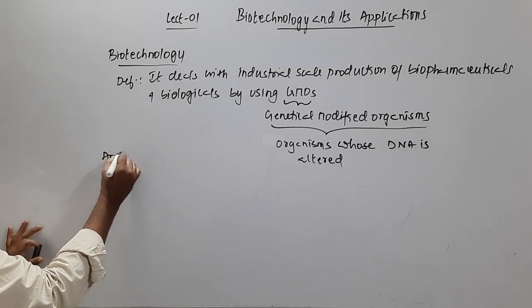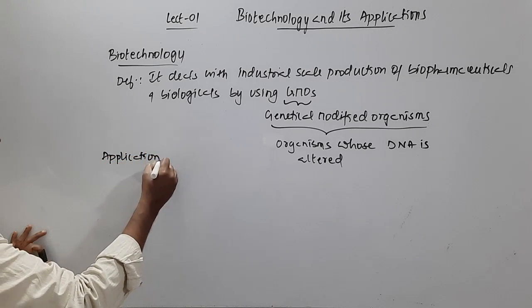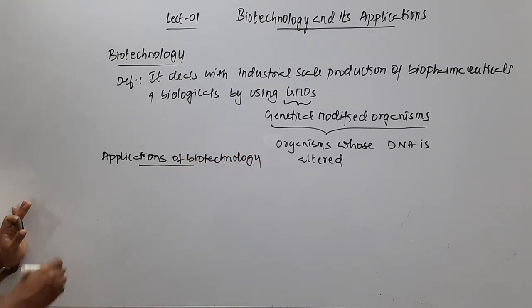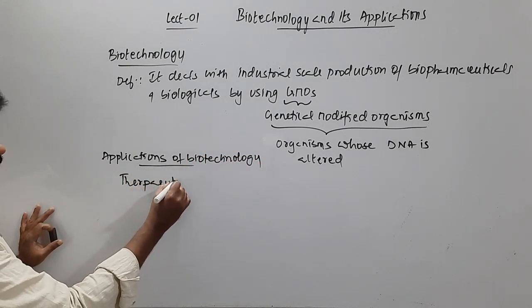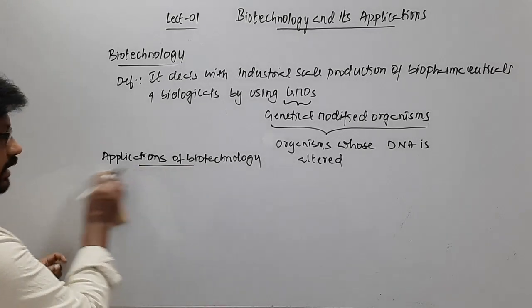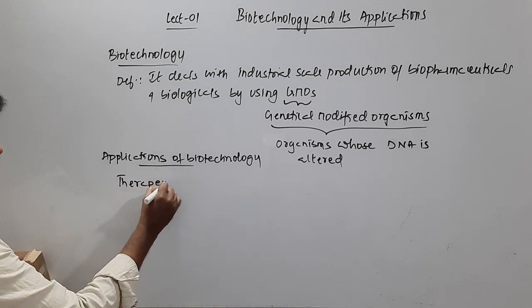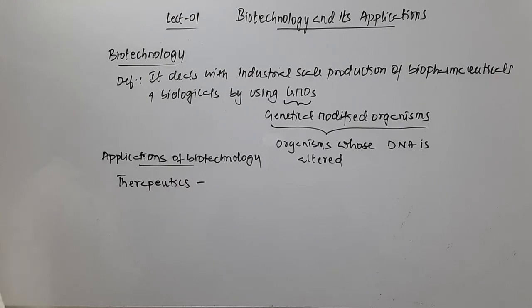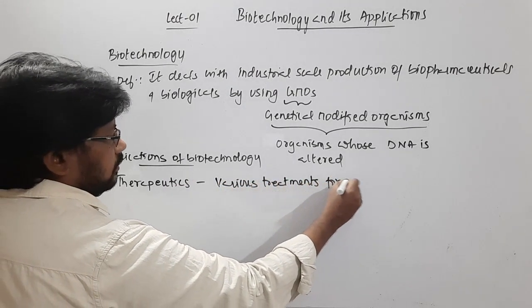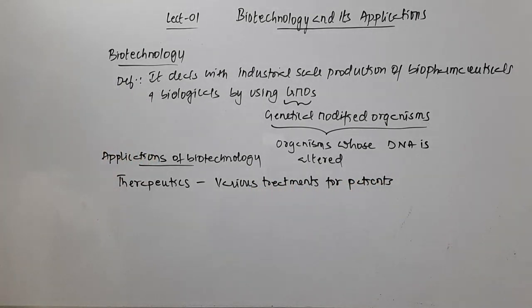So they are all called genetically modified organisms. So let's see how this biotechnology helps us. Applications of biotechnology, some examples we will see before we discuss in detail, like in therapeutics. In case of therapeutics, we are using this biotechnology. What we mean by therapeutics is various treatments for patients. So biotechnology will help in therapeutics.